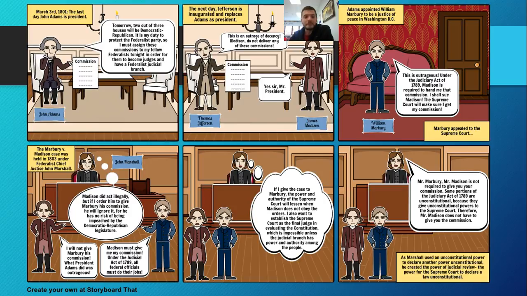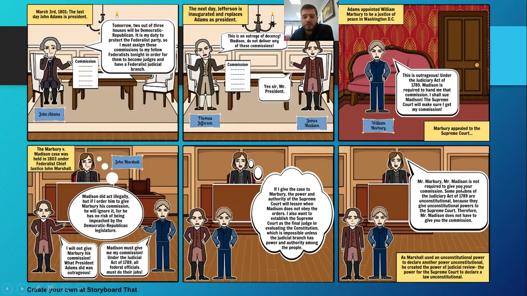Okay, anyway, so he has no fear of being impeached, so he comes up with a new plan. He says, if I give the case to Marbury, the power and authority of the Supreme Court will lessen when Madison does not obey orders, so he doesn't want that to happen. I also want to establish the Supreme Court as the final judge in evaluating the Constitution, which is impossible unless the judicial branch has power and authority among the people. So at this point, the Supreme Court is the weakest of the three branches. So here's what he decides.